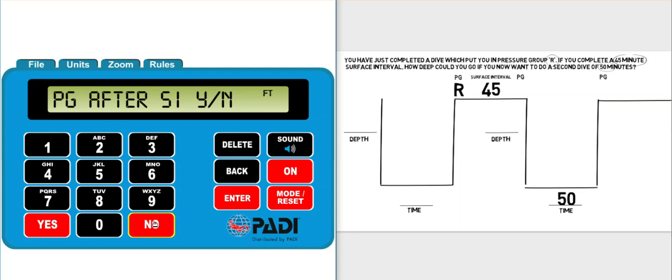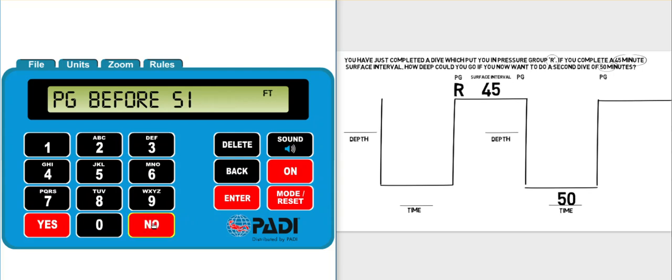Now the ERDPml is asking another yes-no question. The question is pressure group after the surface interval. What it's basically saying is, do you know the pressure group after the surface interval? Looking across at my chart, do I know the pressure group after the surface interval? No. That's the whole reason I'm in this mode right now. That's the information I need to find out. So I do not know the pressure group after the surface interval. So I can click no here.